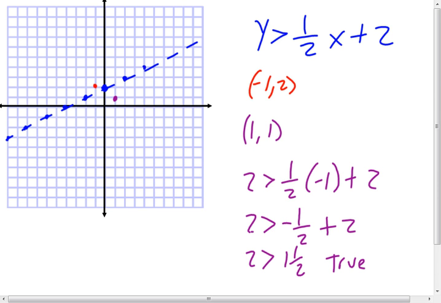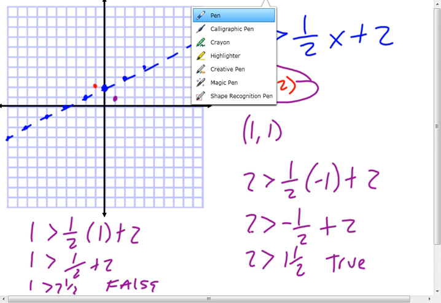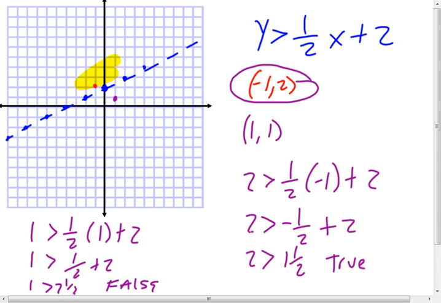Let's verify the other one just to make sure. 1 is greater than 1/2 times 1 plus 2. 1 is greater than 1/2 of 1 is 1/2 plus 2. 1 is greater than 2 and 1/2. That is false. So the area that we're going to shade is the area with the (-1, 2). And so that happens to be the half plane above, and we will shade above the dotted line.